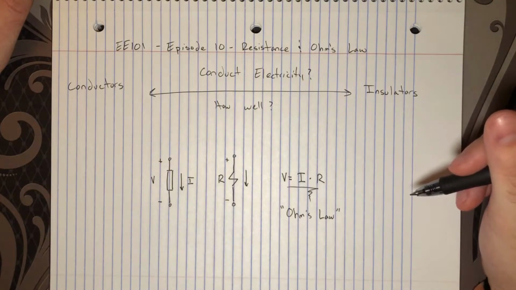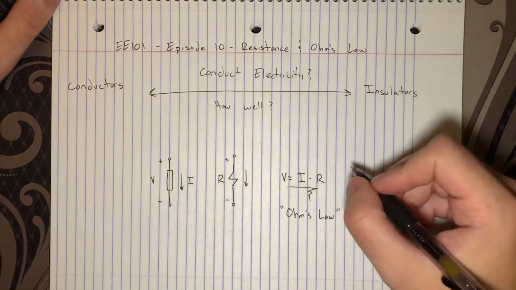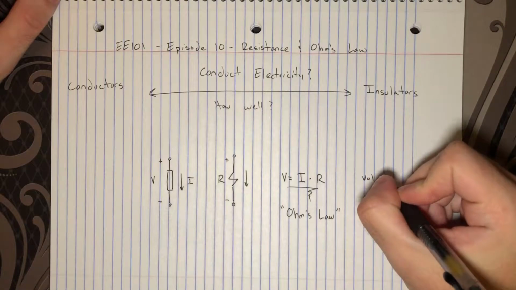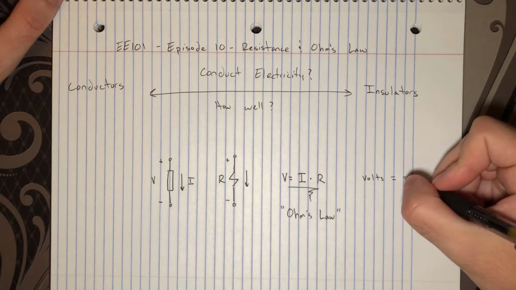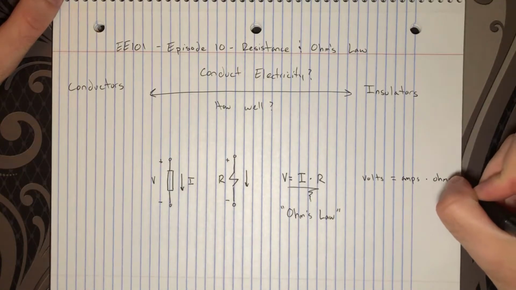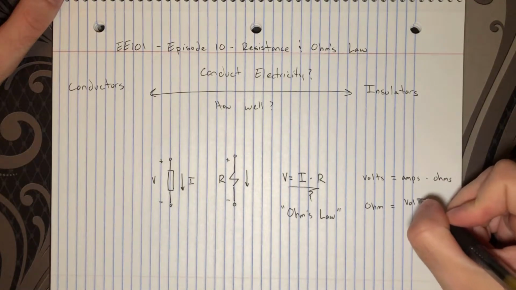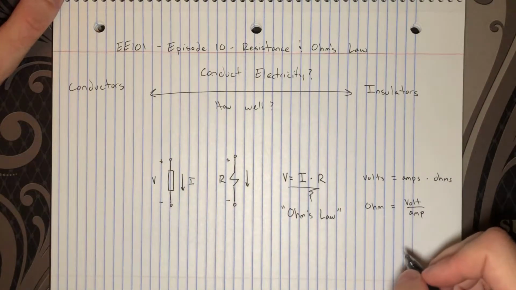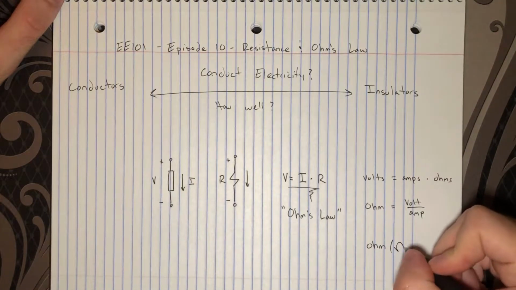You might ask, what is the unit of resistance? Well, it's called an ohm. And so we say that volts, and I'm writing this as a unit relationship here, volts equals amps times ohms. So an ohm is a volt per amp ratio. And the symbol for the ohm in units is represented by this Greek omega.